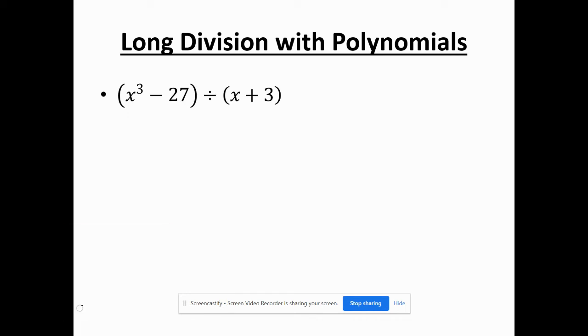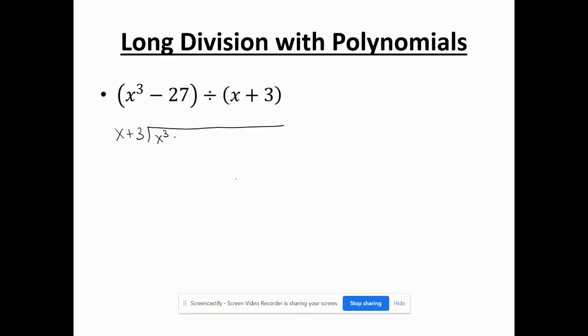All right, so here you see placeholders. We definitely need placeholders. So x to the third is there, but there's no x squared. There's no x term. So I'm putting a 0x squared and a 0x and then minus 27.